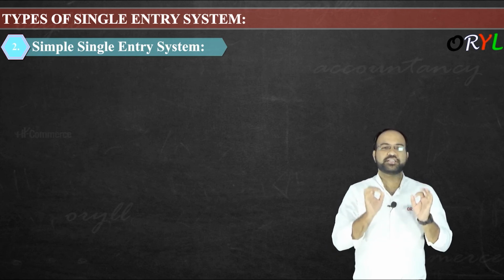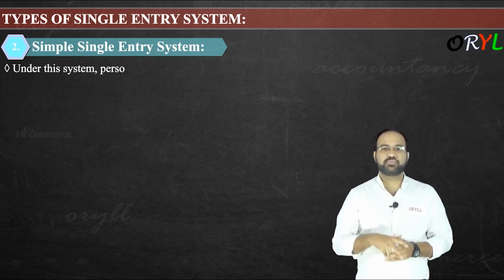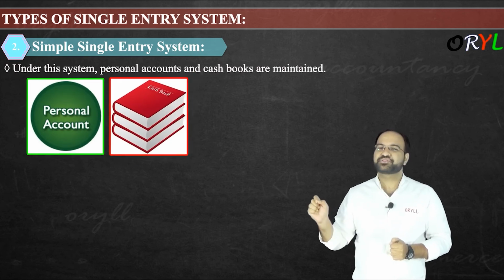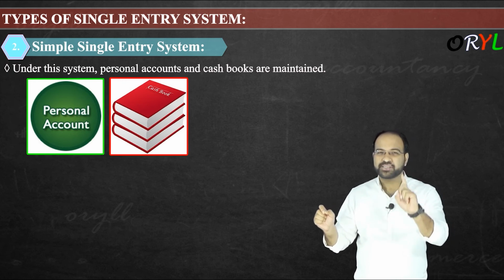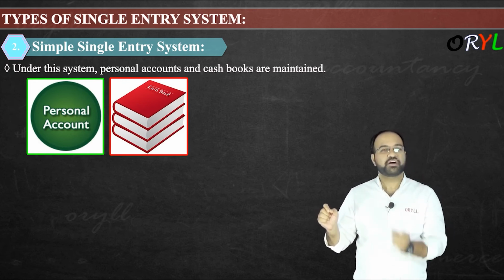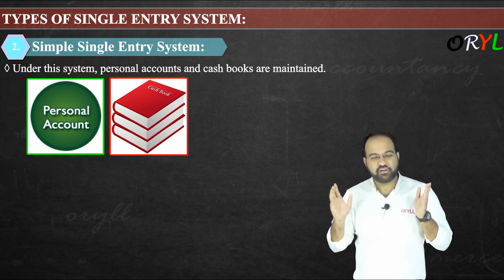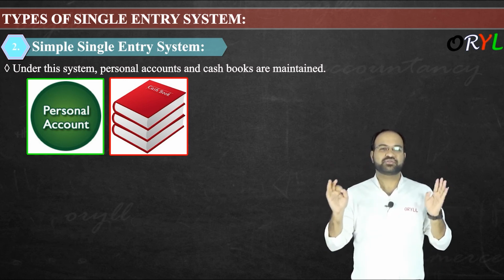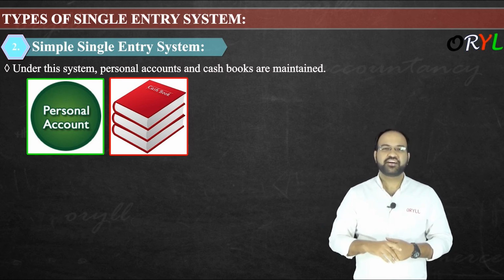The second type is the simple single entry system. What do you mean by this? See here, under this system, personal accounts and cash books are maintained. Under the first one, the cash book was not maintained, only personal accounts. But here, apart from the personal accounts, we are also maintaining the cash book. Got it? So under this system, personal accounts plus cash books are maintained.